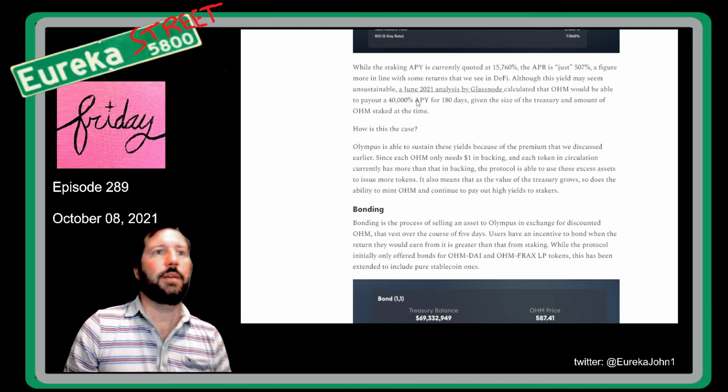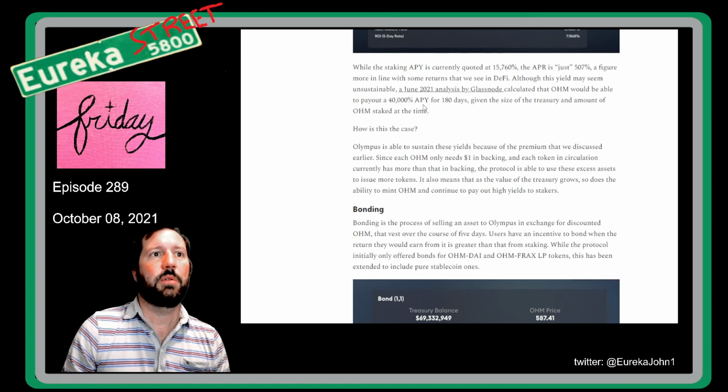Although this yield may seem unsustainable, a 2021 analysis by Glassnode calculated that Ohm would be able to pay out a 40,000% APY for 180 days, given the size of the treasury and the amount of Ohm staked at the time. How is this possible? How is this the case?